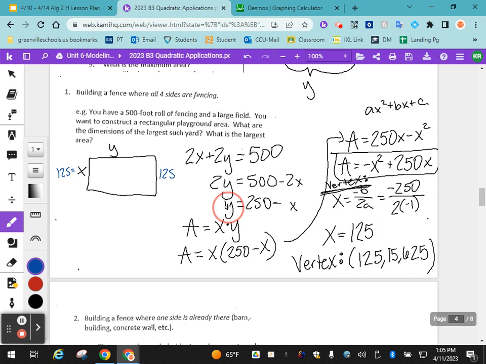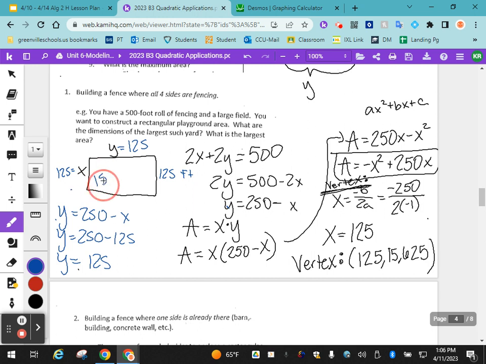Y equals 250 minus X. Well, we know X is 125. So Y equals 250 minus 125. So Y is 125. So what do we do with that? So it's a square. So why did we get 15,000? 15,625 is the area.